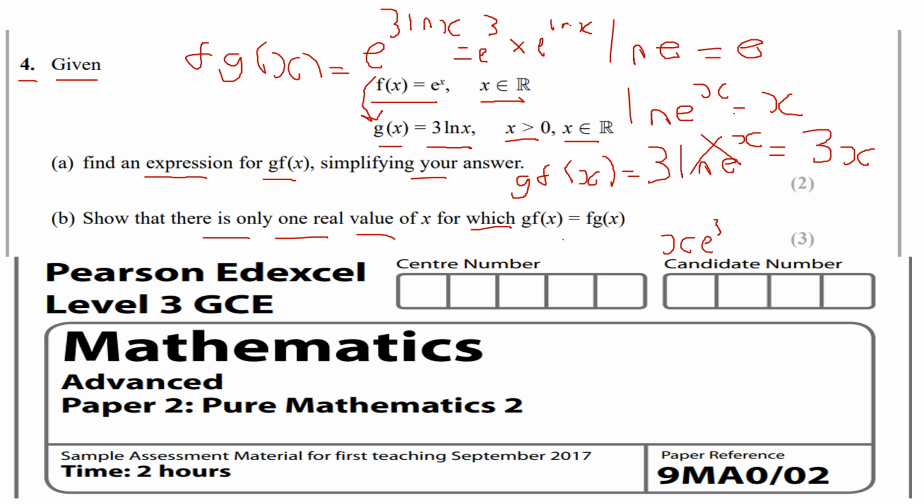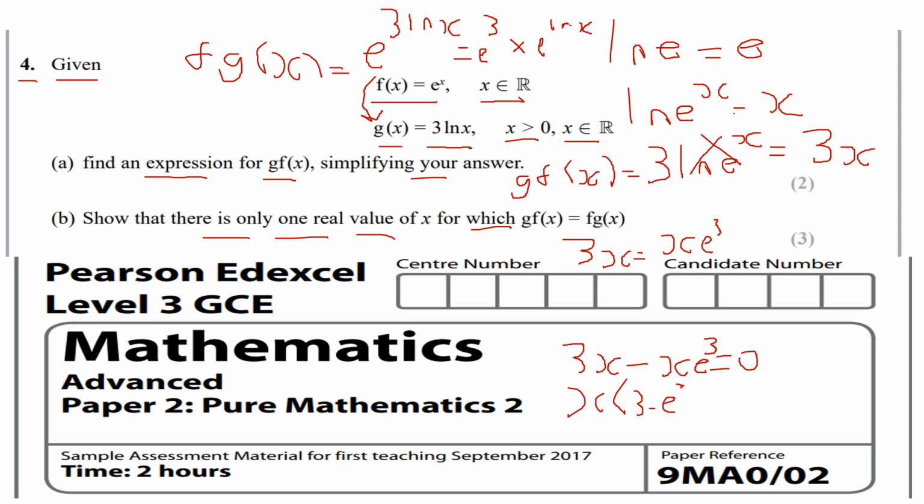So we have 3x equals x e cubed. Subtract this on both sides, so I'm going to have 3x minus x e cubed is equal to 0. I'm going to factor out the x, so we get x brackets 3 minus e cubed.